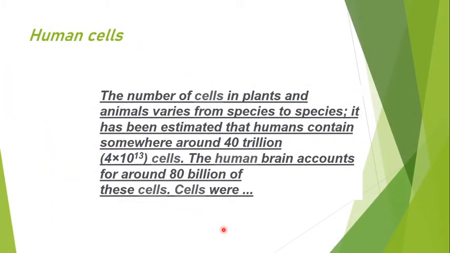That is the human cells. Cells are present both in plants as well as animals. There are different types of cells. The number of cells in plants and animals varies from species to species. It has been estimated that humans contain somewhere around 40 trillion cells. The human brain itself has around 80 billion cells. Isn't it interesting? Yes, now let's go to the next slide.